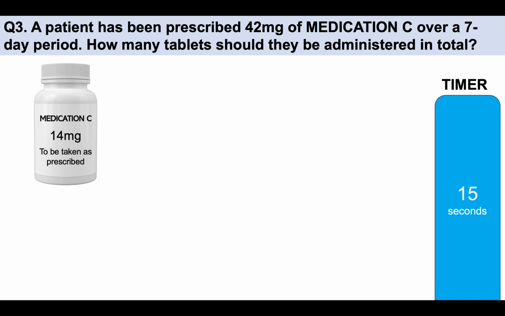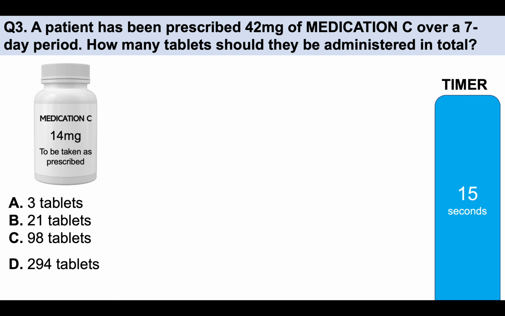Question number 3. A patient has been prescribed 42 milligrams of medication C over a 7-day period. How many tablets should they be administered in total? Is it A, 3 tablets, B, 21 tablets, C, 98 tablets, or D, 294 tablets? Don't forget to read the label. Medication C, 1 tablet is 14 milligrams. How many tablets if they are prescribed 42 milligrams over a 7-day period? Here's your 15-second timer.